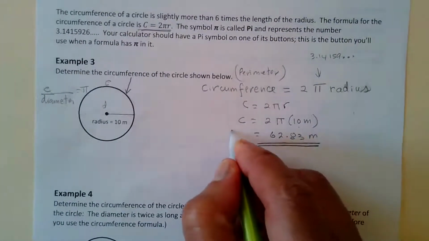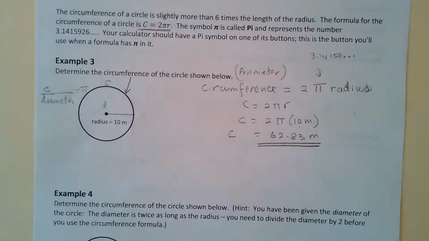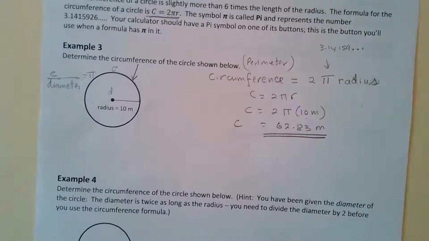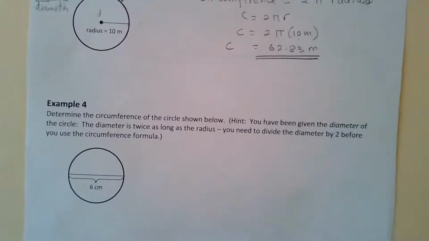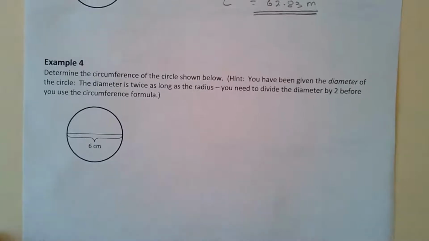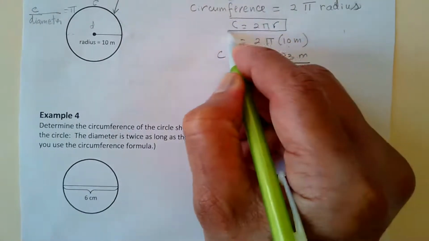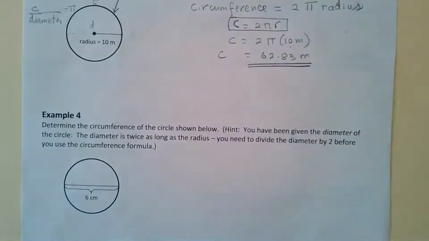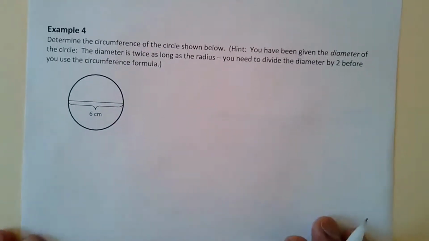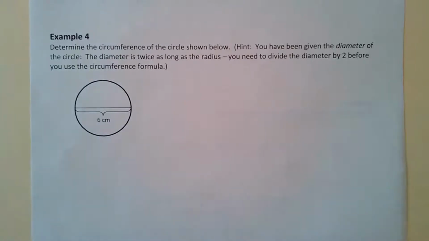So C is equal to, let's go back, this is my formula. Now, on to example 4. Determine the circumference of a circle shown below. Hint, you have been given the diameter of a circle. The diameter is twice as long as the radius. You need to divide the diameter by 2 before you use the formula.